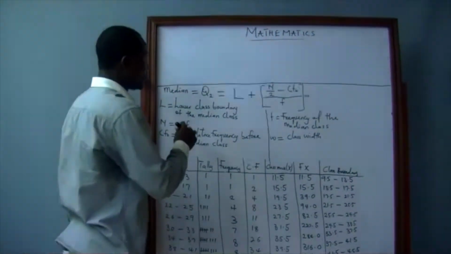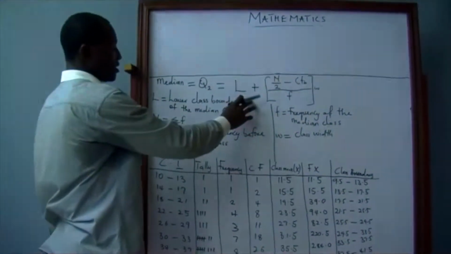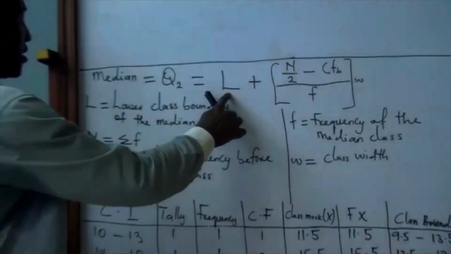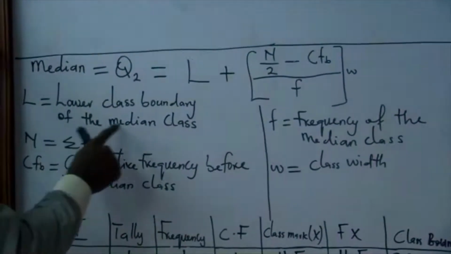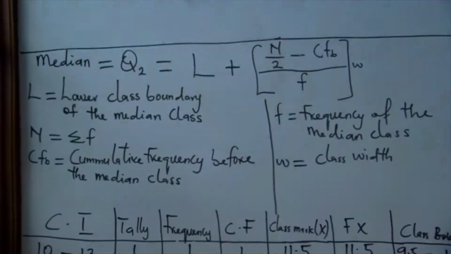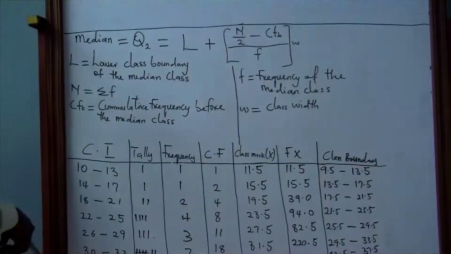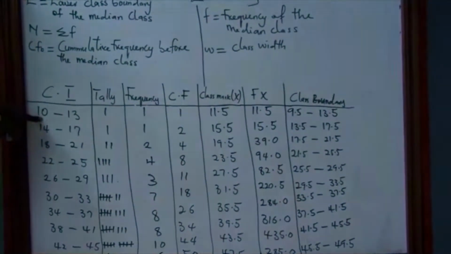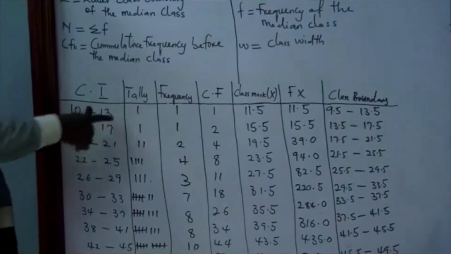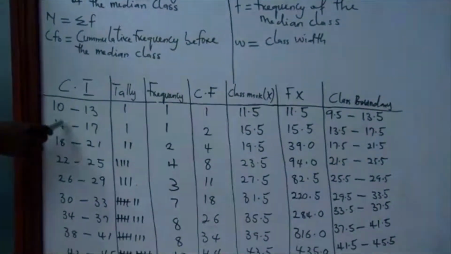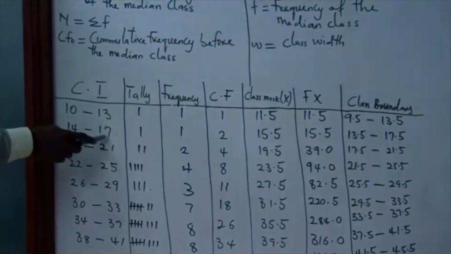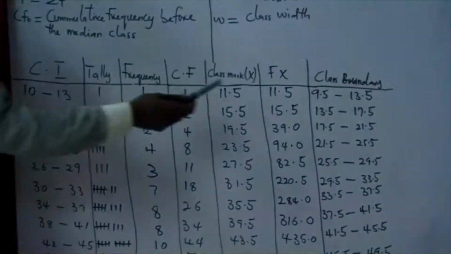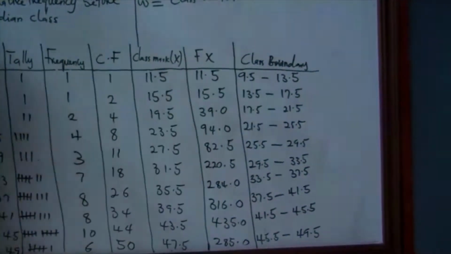So now that we have written the formula and explained what each of them stands for, like I said, L is the lower class boundary of the median class. Now, what is the class boundary? Don't forget the other time I mentioned the class limit. That is, 10 is the lower class limit for this class, and 13 is the upper class limit. 14 is the lower class limit here, 17 is the upper class limit here. But the class boundary, which is this, I need this column.